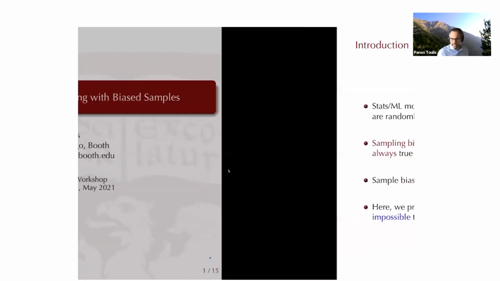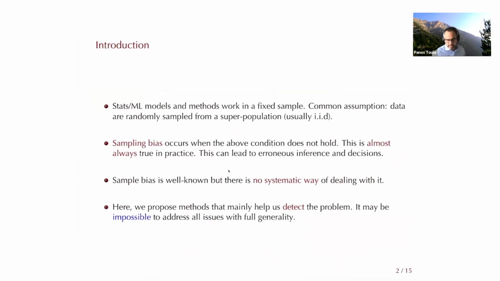Okay, so let's begin. Statistics and machine learning models work in a fixed sample. But what we want to learn is something about the superpopulation. The common assumption in order to make that connection is that the data are randomly sampled from a superpopulation. Most commonly, we assume that the data are IID. When this condition does not hold, which should be almost always the case, we have sample bias, and that sample bias can lead us to make wrong decisions. So it potentially can be a big issue.